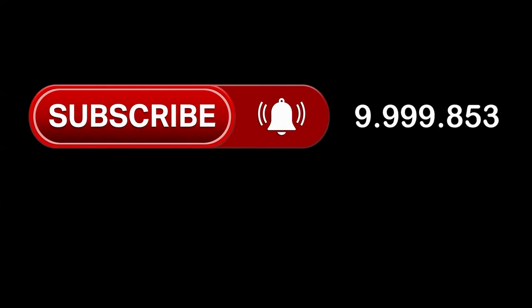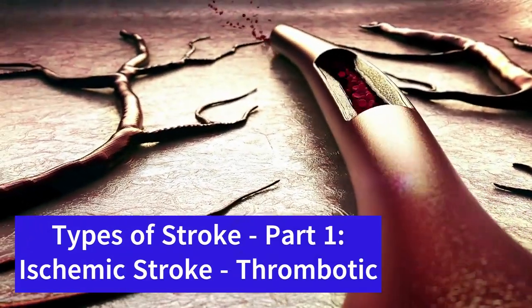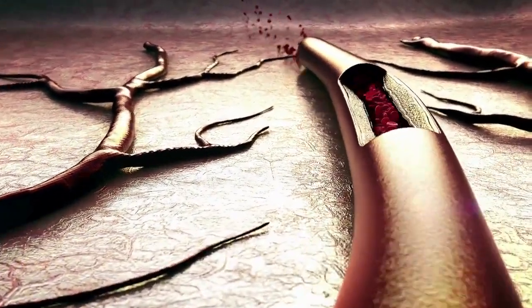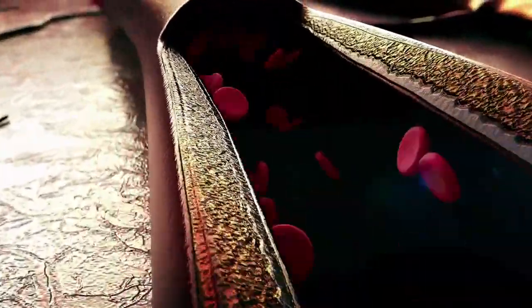Now, let's delve into the details of stroke types. Types of stroke Part 1. Ischemic stroke, thrombotic. Let's delve into the intricacies of ischemic thrombotic stroke in more detail, simplifying complex concepts.